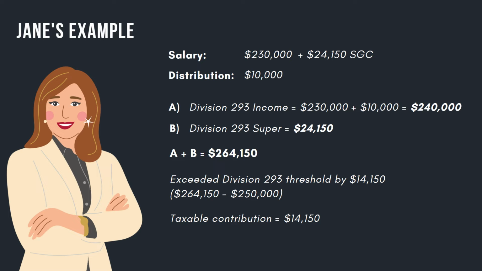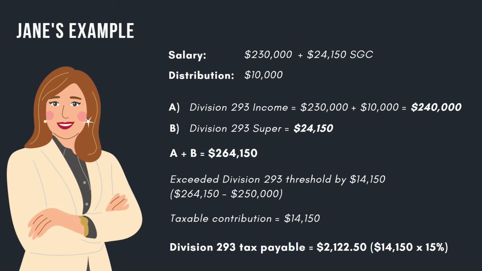Jane would be required to pay Division 293 tax of $2,122.50, which is the excess times 15%. So that little scenario showed us a situation where a partial Division 293 tax would apply. Now let's look at a little scenario where Division 293 tax might apply to the full amount of concessional contributions.